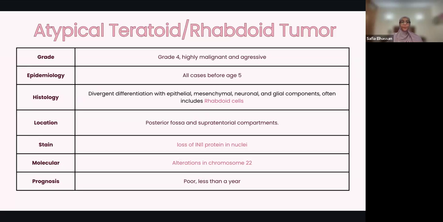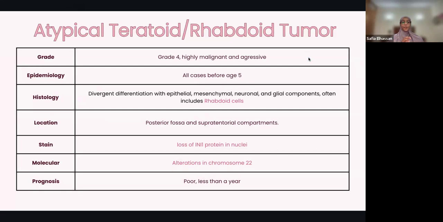Okay, so now we have an atypical teratoid or rhabdoid tumor. Again, this is a very highly malignant and aggressive tumor, grade 4, seen in patients before the age of 5. For the histology, you have divergent differentiation. Earlier we mentioned that in these types of tumors, the cells are very immature, or when they are differentiated, they're differentiated at the very beginning stages of differentiation.